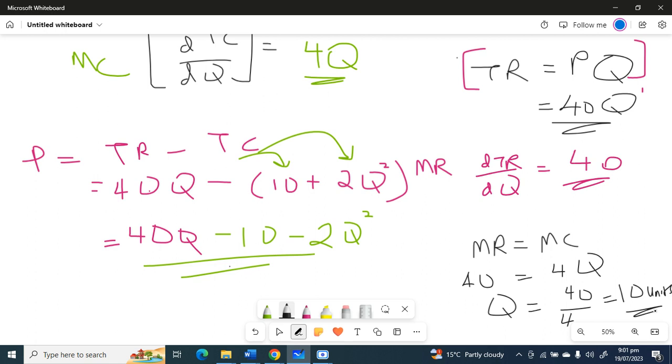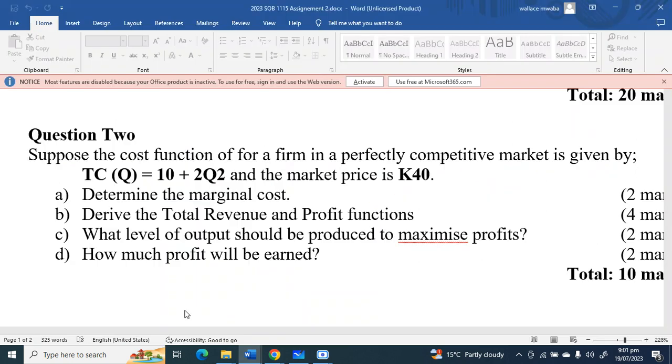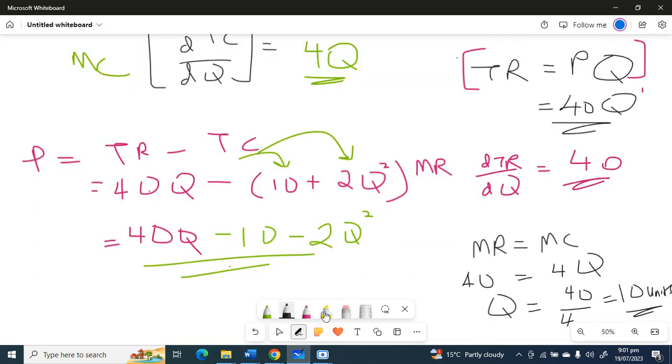Yes. Now, there was a part which asked: what level of output should be produced to maximize profits? That's where we did this: MR equals MC.